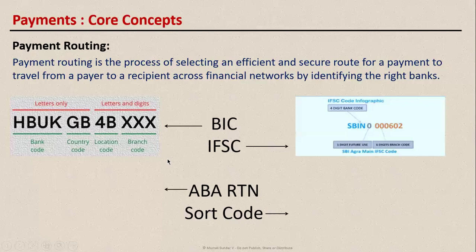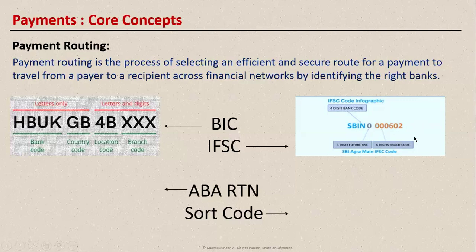Like that, IFSC will have a different format also. If you take SBIN0, SBIN obviously is SBI Bank. This 0 is currently reserved for future purposes; if anything comes up, they will use it. And the last 6 characters define the specific branch. So if you use this, it says SBI Agra Main IFSC code. I'm sure you might have come across a lot of IFSCs in your experience.